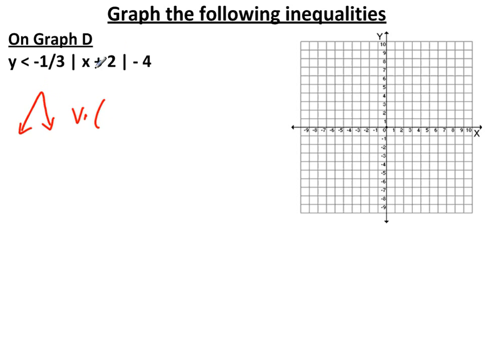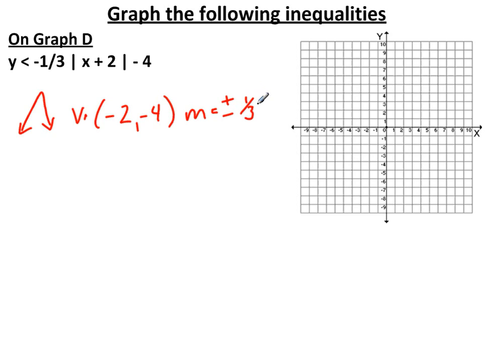Our vertex is going to be the opposite of this, so negative 2, comma, and whatever this number is, negative 4. Our slope, remember one side of our absolute value, or one ray, is positive, one has a negative slope. We take the A value times our B value, which would be 1/3.